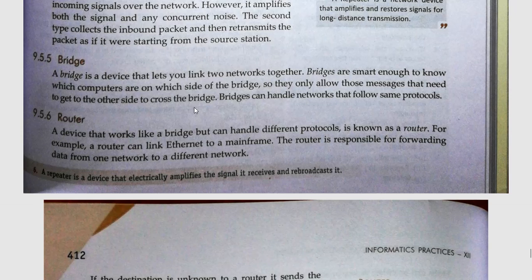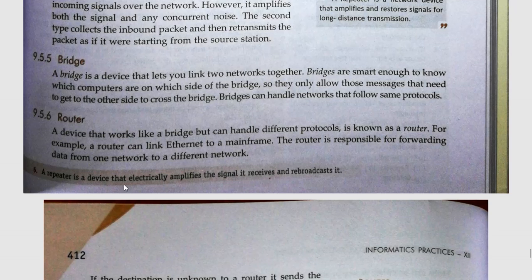Okay, so whenever you are transferring information from one part of the bridge to the other, only the dedicated things which have to reach that particular side are allowed, and the things which are not allowed will not be permitted to enter the other connected part through the bridge. Bridges can handle networks that follow the same protocol. Obviously, if the data entering the bridge follows some protocol, it has to follow the same protocol when entering the second part of the bridge. So this is the bridging between two networks.